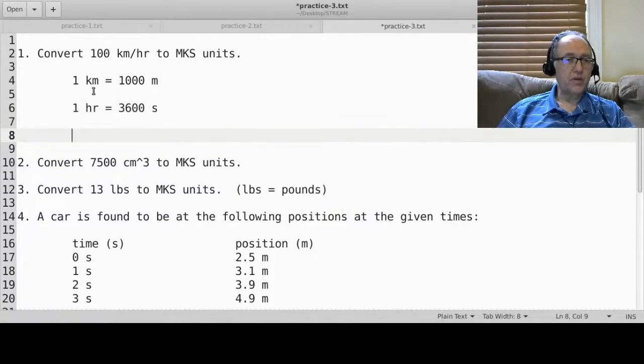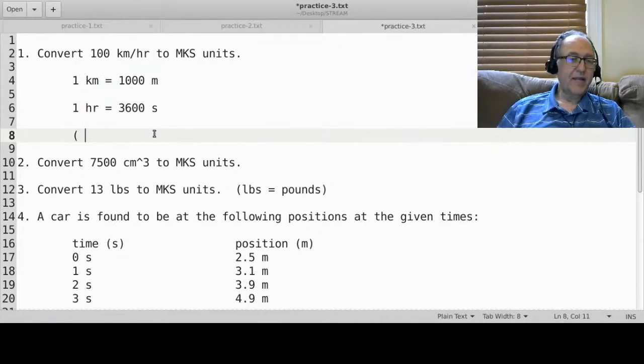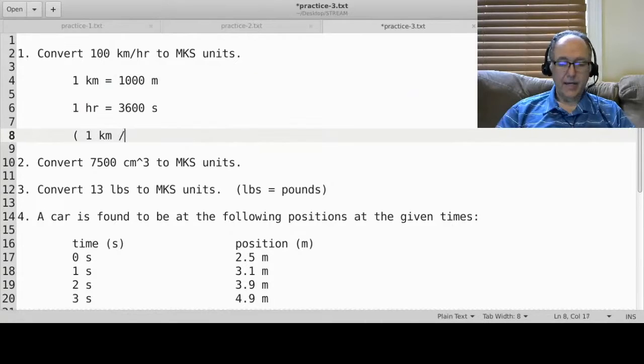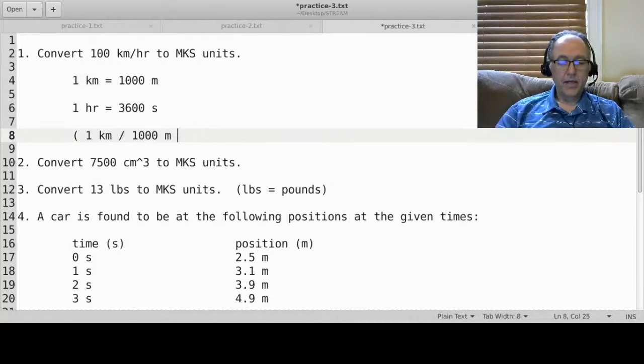Now, what you're going to do with these is make ratios. If I take 1 kilometer and divide it by 1,000 meters, what's that equal to? Well, if the numerator is equal to the denominator, that has to equal 1. If you divide 3 by 3, that's equal to 1. 5 divided by 5 is equal to 1. So 1 kilometer divided by 1,000 meters, because those two are equal to one another, is equal to 1.